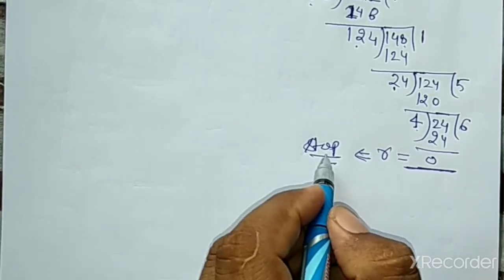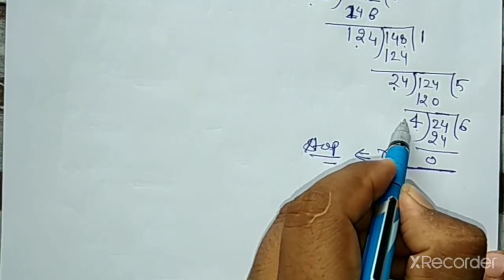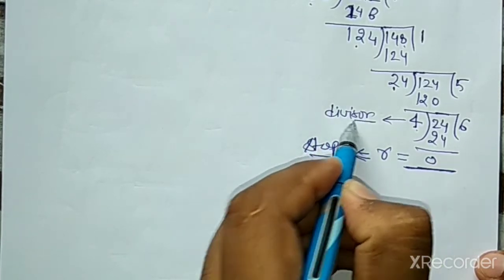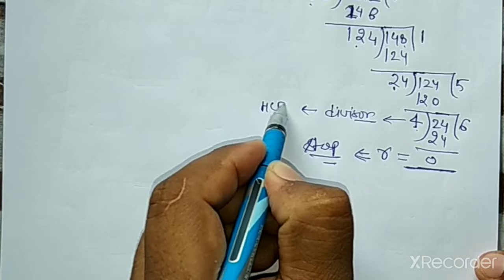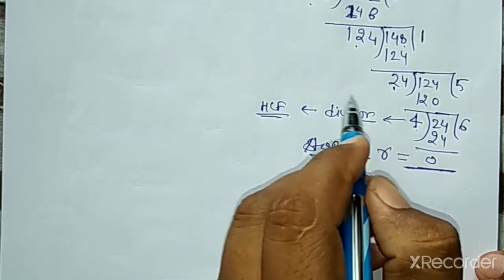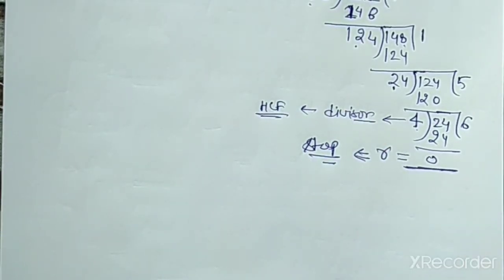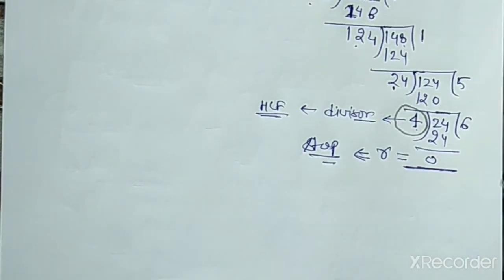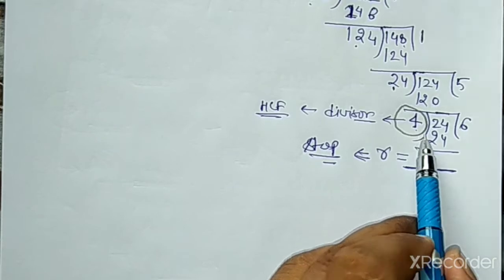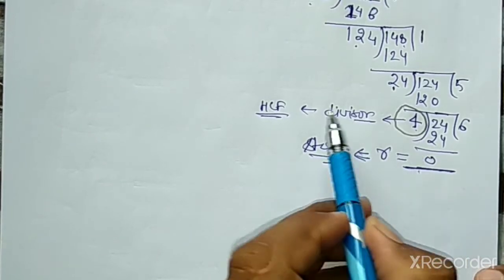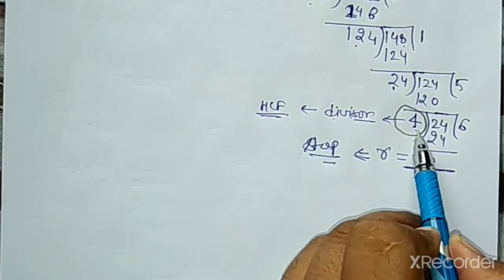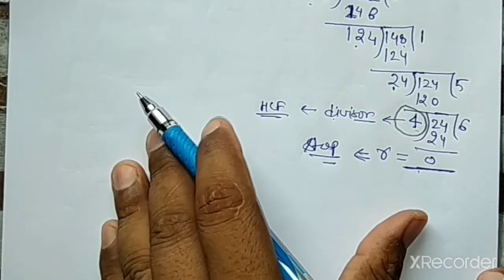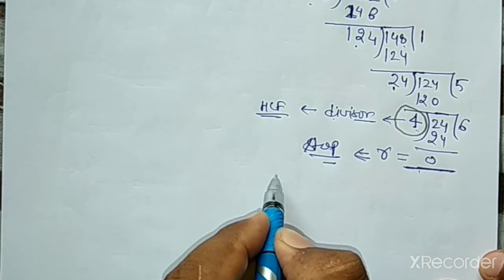Okay, and this final divisor or last divisor will become the HCF of the given numbers. Okay, so this 4 is the HCF of the given numbers. You have to remember that. Last divisor, when the remainder comes 0, you have to stop, and the last divisor, that is 4, is the HCF of the given numbers.